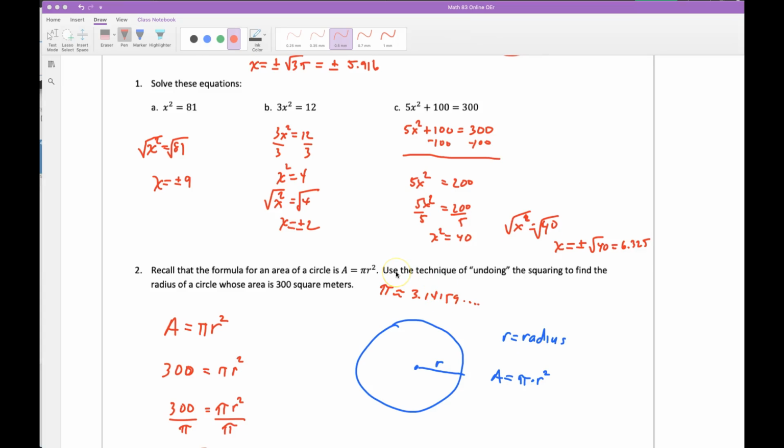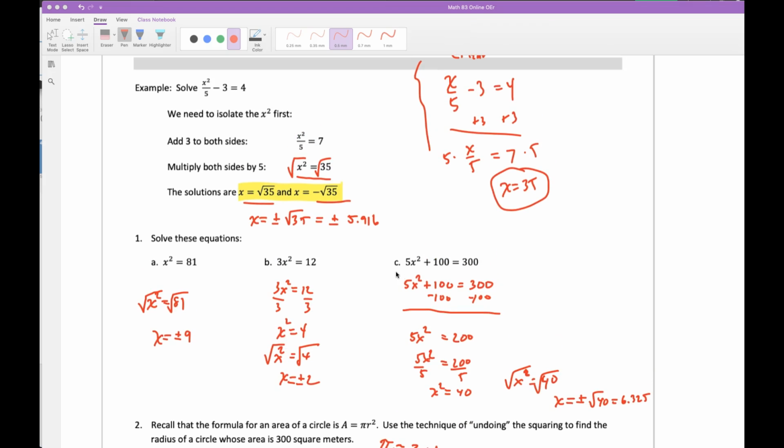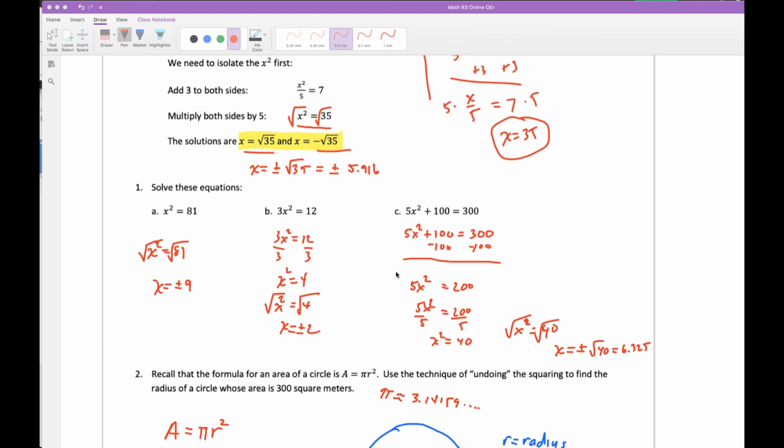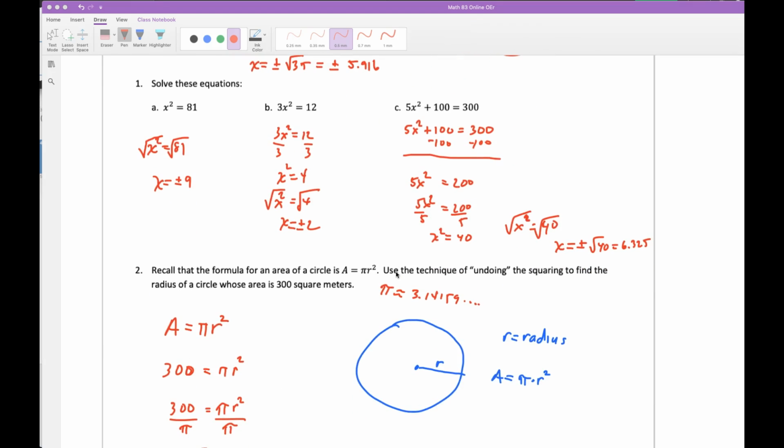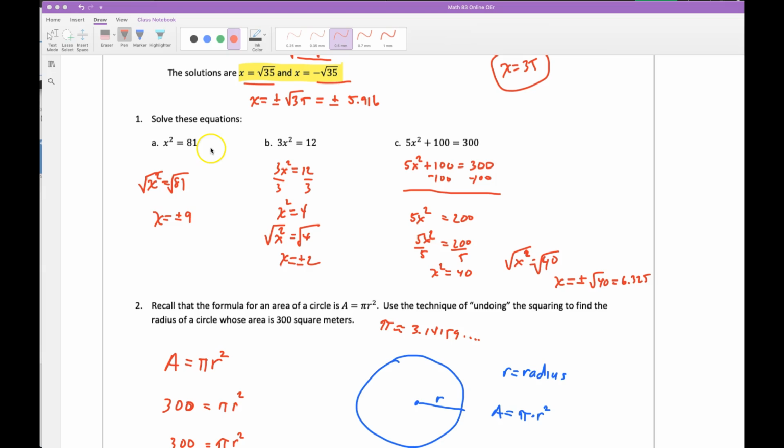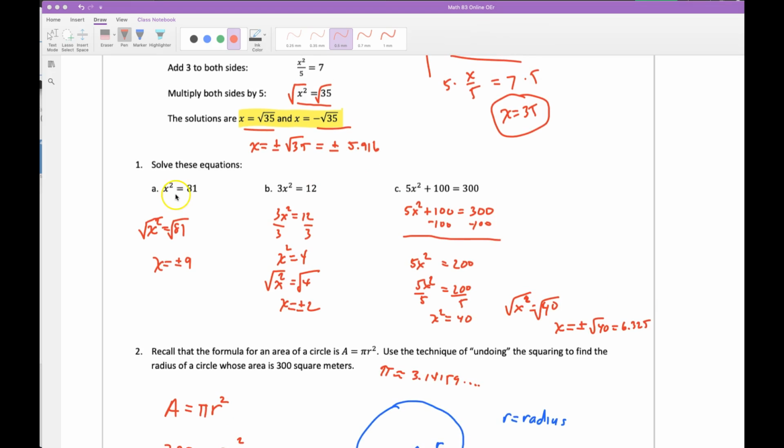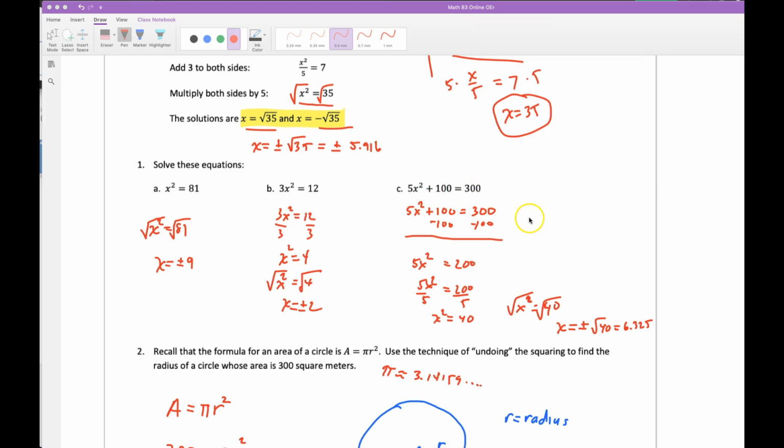Okay, we'll continue on with lesson 4.1a, looking at solving equations. So I've done all the work for us here, so we'll talk through some of these. So here are three different equations. You can see they get more difficult as we go from A, B, and C. This is a one-step, two-step, and a three-step equation.